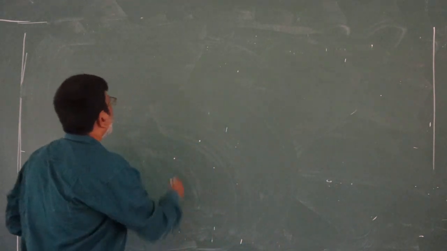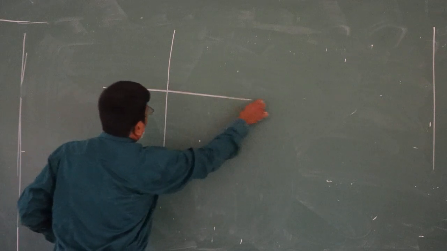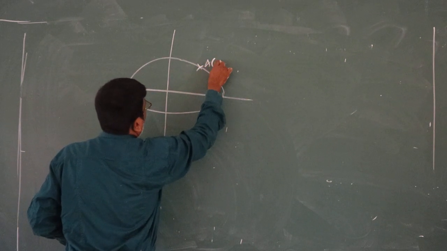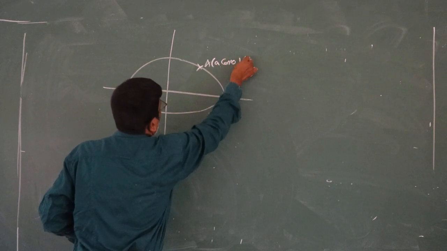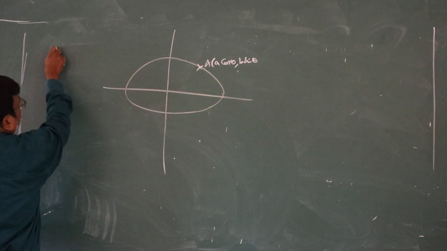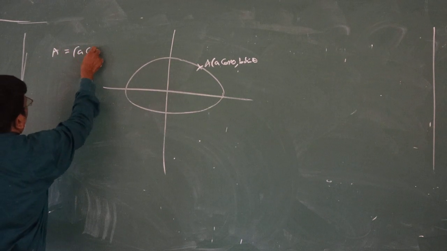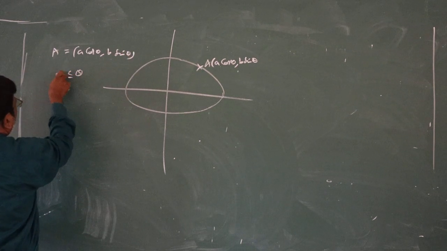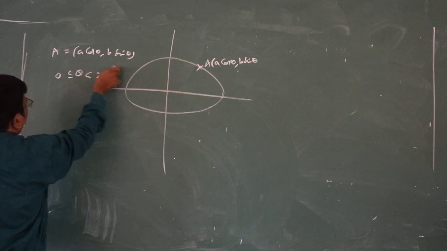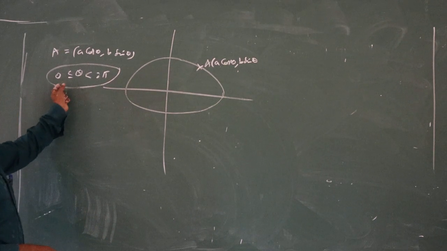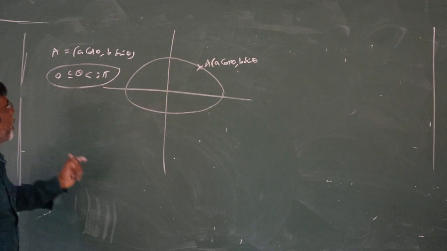Eccentric angles are like this. So this is the ellipse, and a point is taken as a cos theta comma b sin theta. This is the parametric form. Theta lies between 0 to 2 pi. This is called the eccentric angle, so the eccentric angle lies between 0 to 2 pi.